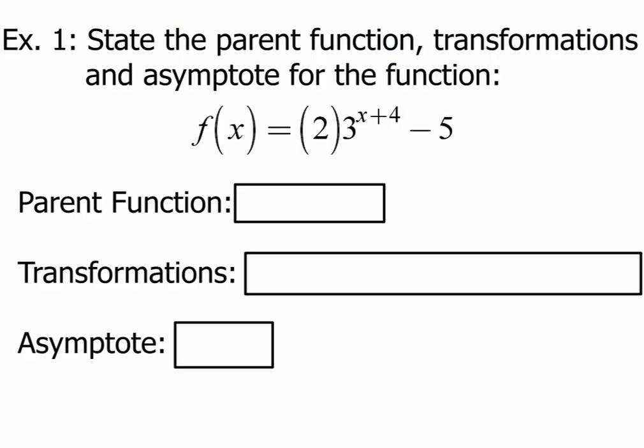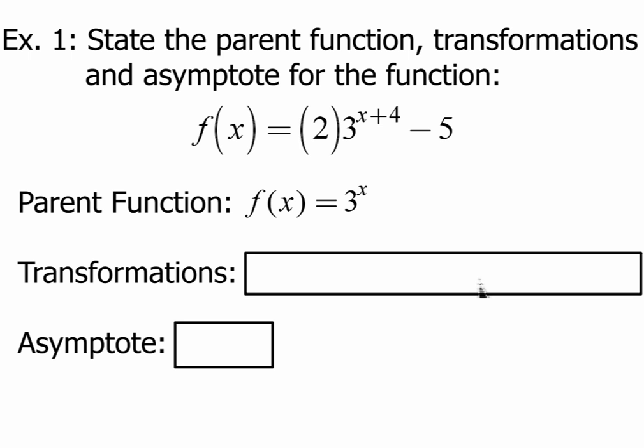So let's look at an example. Example 1 says, state the parent function, transformations, and asymptote for this function. I've got f of x equals 2 times 3 to the x plus 4 power, minus 5. So the parent function is f of x equals 3 to the x power.